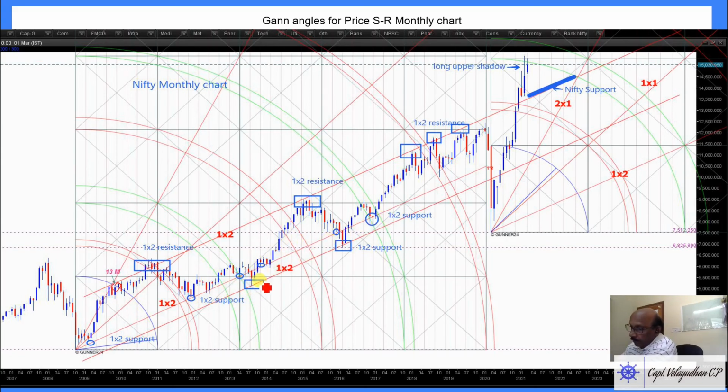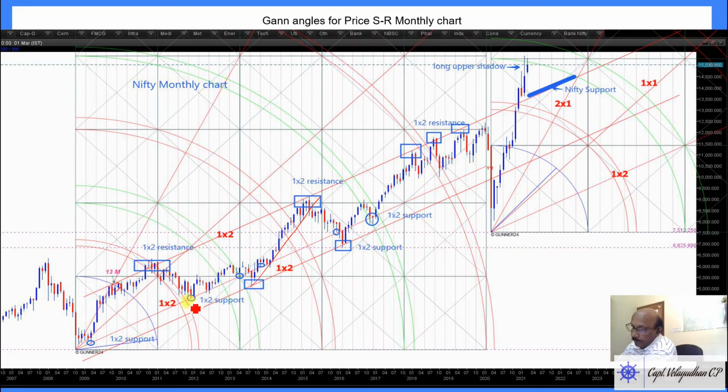This move broke above this 1 by 2 line. And the momentum continued for a few months till it reached this 1 by 2 line, because I shifted this 1 by 2 as a channel parallel to this previous high. So by the time it reached here, price started correcting. This 1 by 2 line acted as a resistance here.